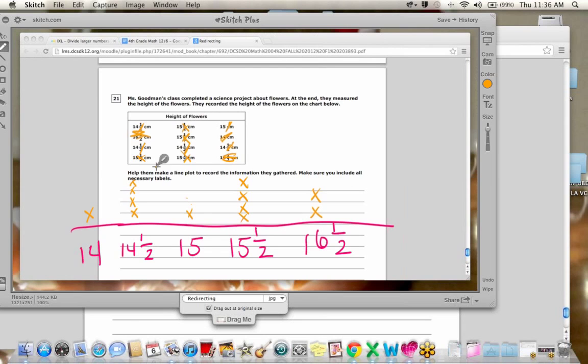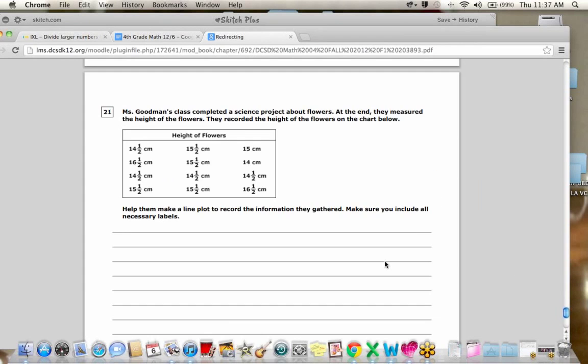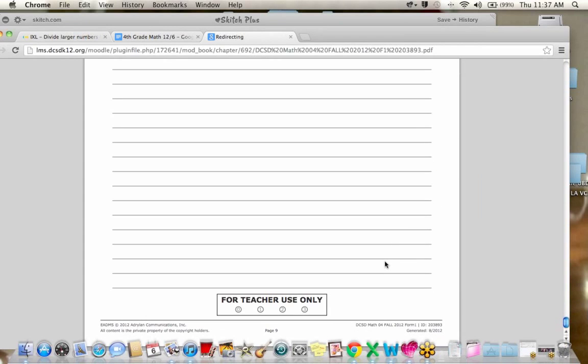Make a line plot. Make sure you include all necessary labels. Okay, well, we can label this the height, and this is the number of flowers. Okay, so that's it for a line plot. Probably sounds a lot harder than it really is. We're done with that. Cool.